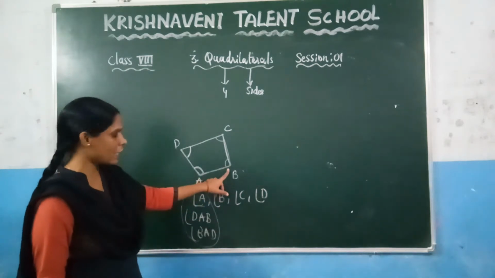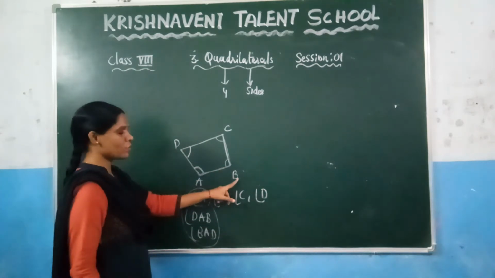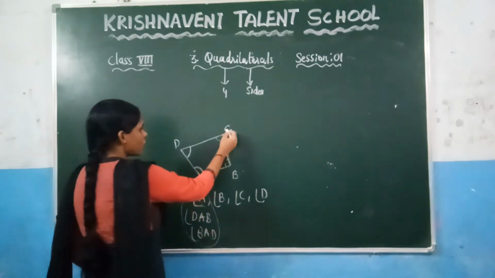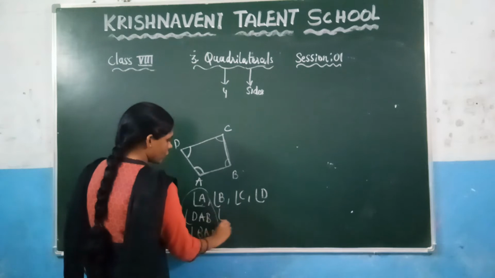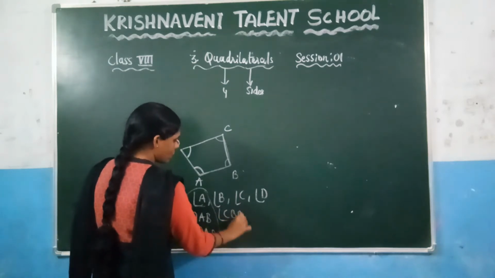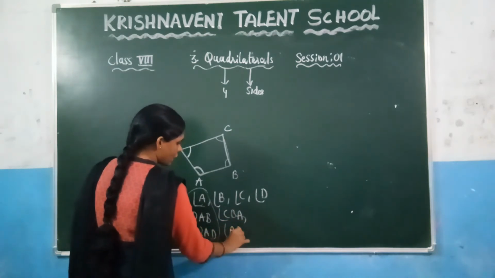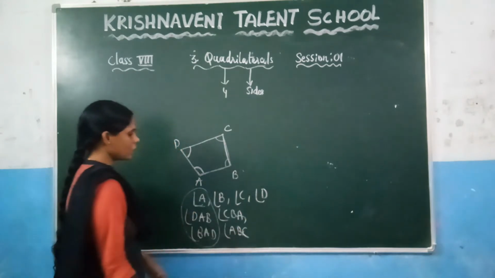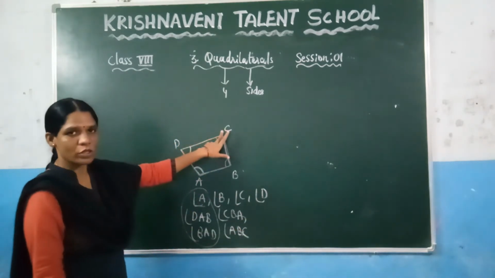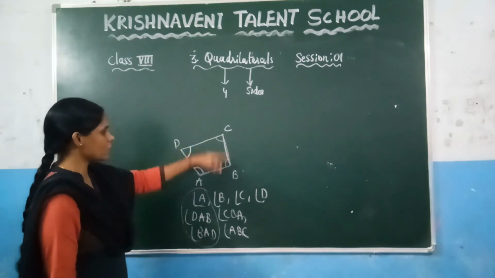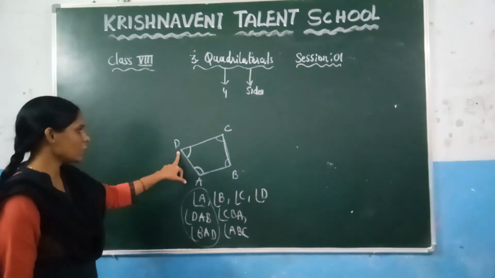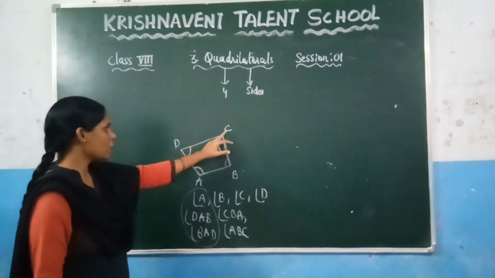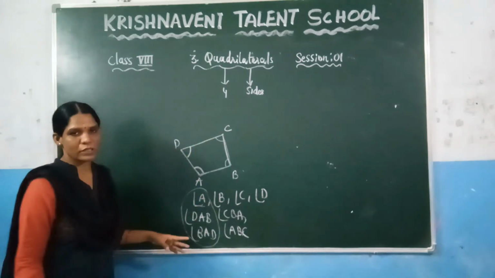Similarly, how do you write angle B? You just need to check: you have to get B in the middle. So you can write it as CBA or you can write it as ABC. Anything you can write here. Similarly, if you see angle C, what can you write here? You can write it as DCB or you can write it as BCD. Anything is the same. And for D also you can write it as ADC or CDA. This is about the angles.